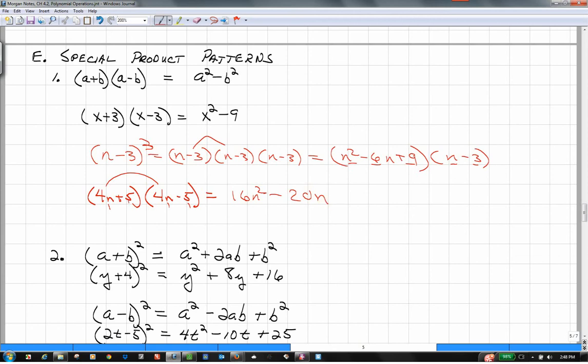Then 5 times 4n is plus 20n. And 5 times a negative 5 is minus 25. That's like a difference of squares. I get 16n squared minus 25.